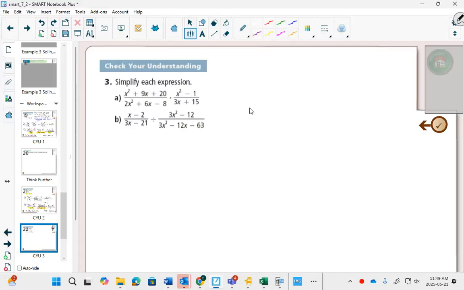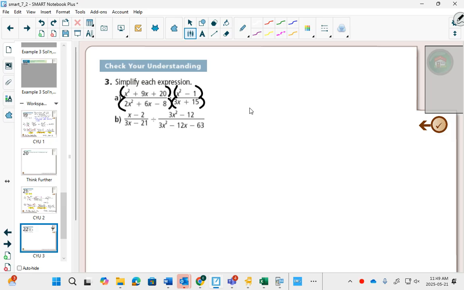The difference in this one is things aren't factored. To start off with, whenever things are added and subtracted, they get grouped together. So that's one factor. This is another factor. It's grouped together. 3x plus 15 is another factor. And the 2x squared plus 6x minus 8 is another factor. So we can add brackets when things are added and subtracted to be complete factors.